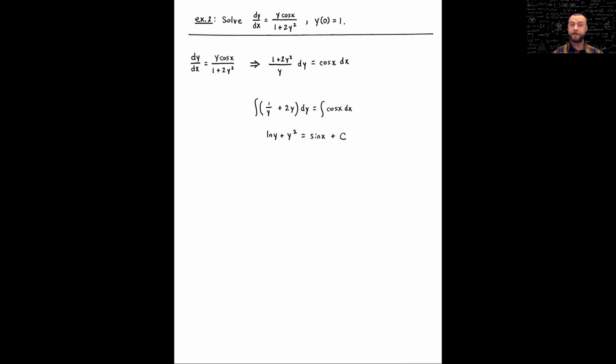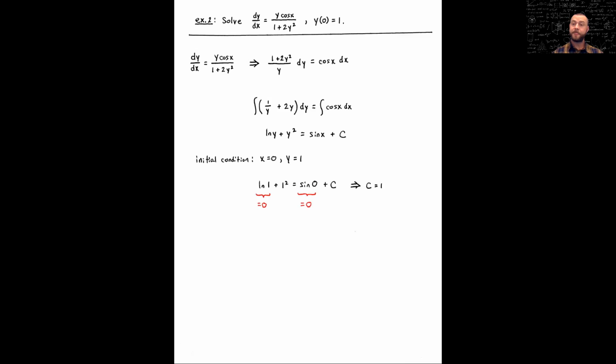All right, so at this point, we have an implicit solution. And due to the combinations of y on the left side, this is going to be very difficult, if not impossible, to solve for y. There's not going to be any way we can undo y squared and natural log of y at the same time. So we're not going to bother with getting an explicit solution, since for this one, I think it's actually impossible. We can still solve for c, though, the integration constant.